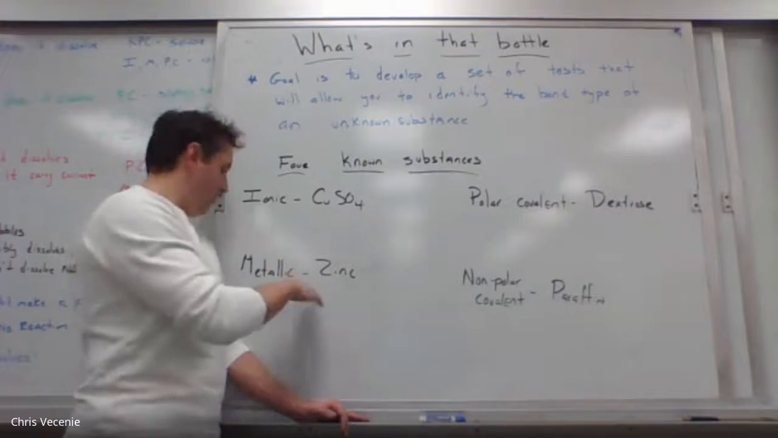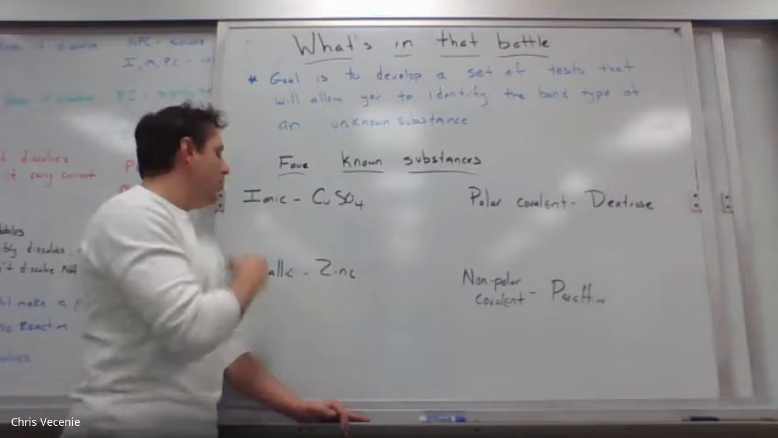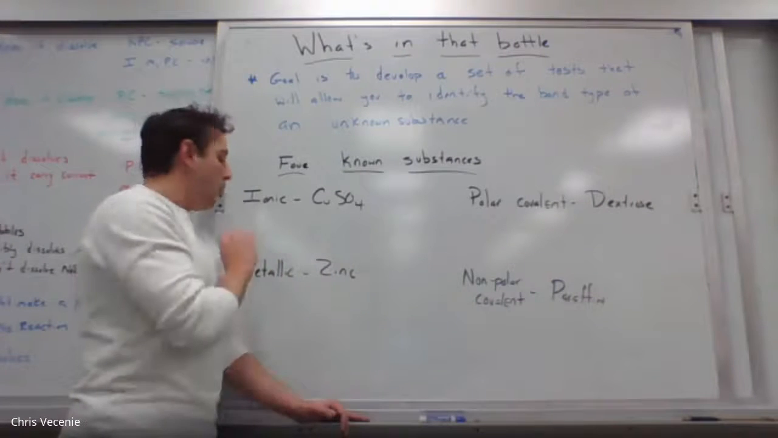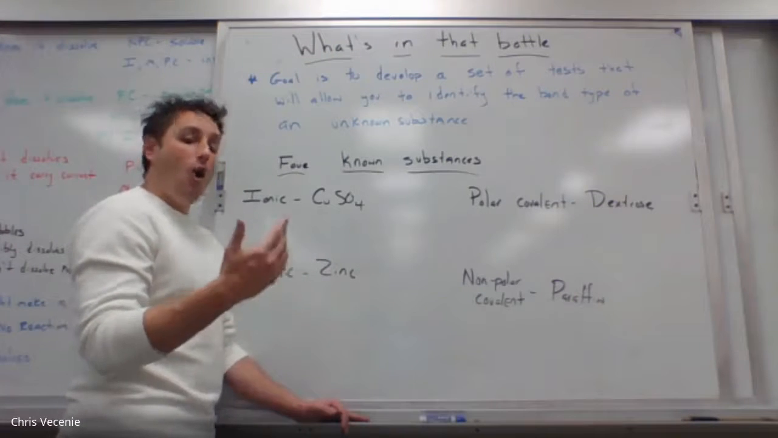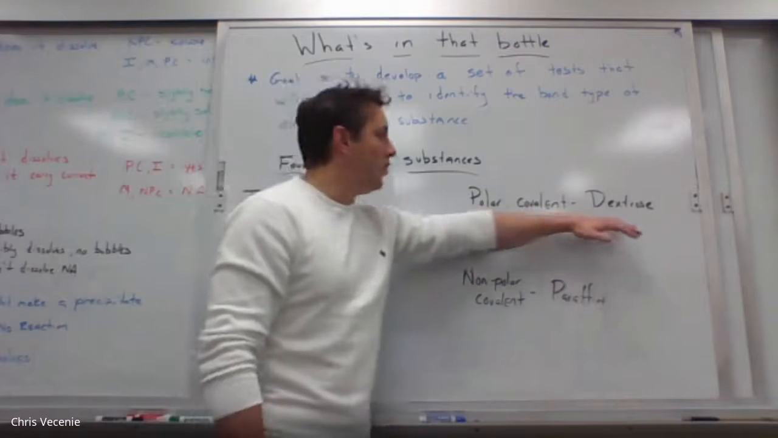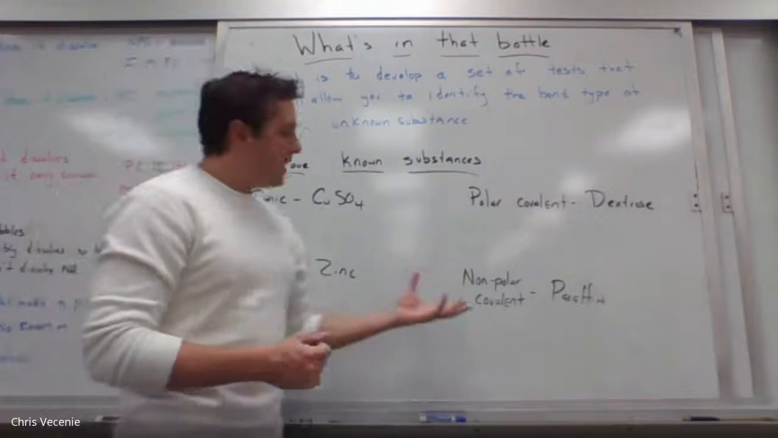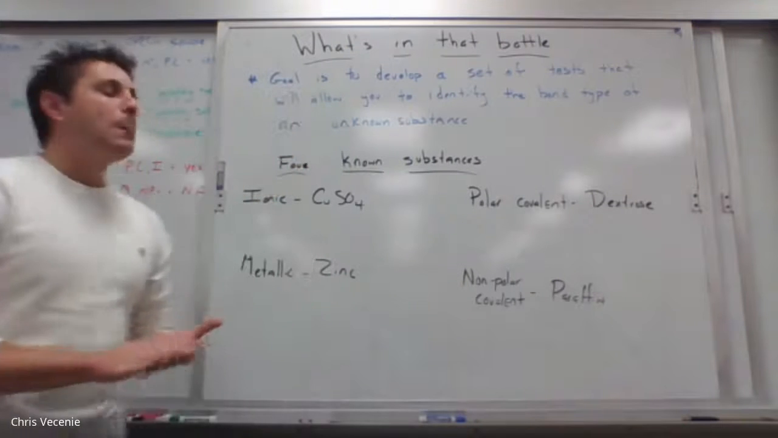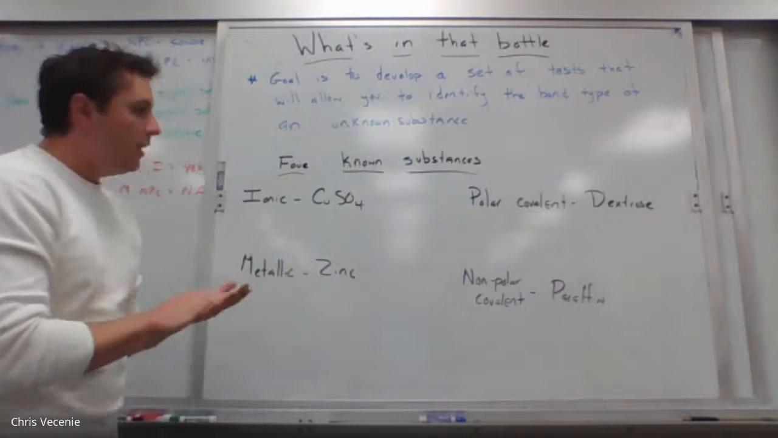Then we're going to test zinc, which we know is a pure metal. It would be a metallic bond. The way zinc acts should be characteristic of how all metallic bonds would act. Similarly, we're going to test a substance called dextrose, which is a polar covalent substance. And we're going to test a substance called paraffin, which is a great example of a nonpolar covalent substance.